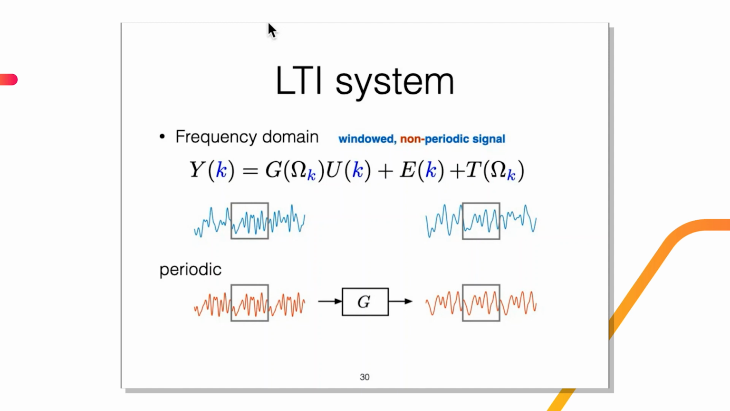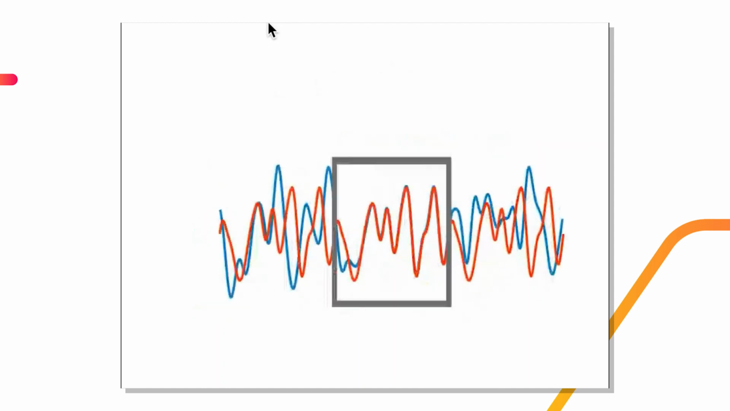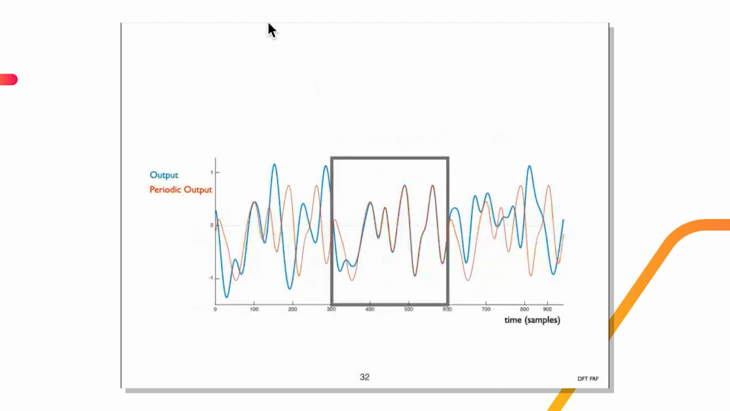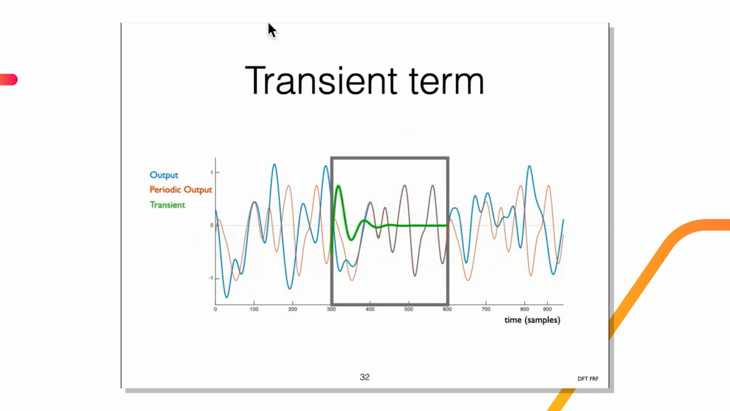Well, the transient term is going to be the difference between the two outputs inside the window. Let's plot them on top of each other, and you see that they are related, except at the beginning. If you compute the difference between the two, you get the green signal, and this green signal is exactly the transient term. What does the transient term look like? It looks like an impulse response. Actually, it's not an impulse response, it's a free response of the system. It's a response due to some initial conditions.